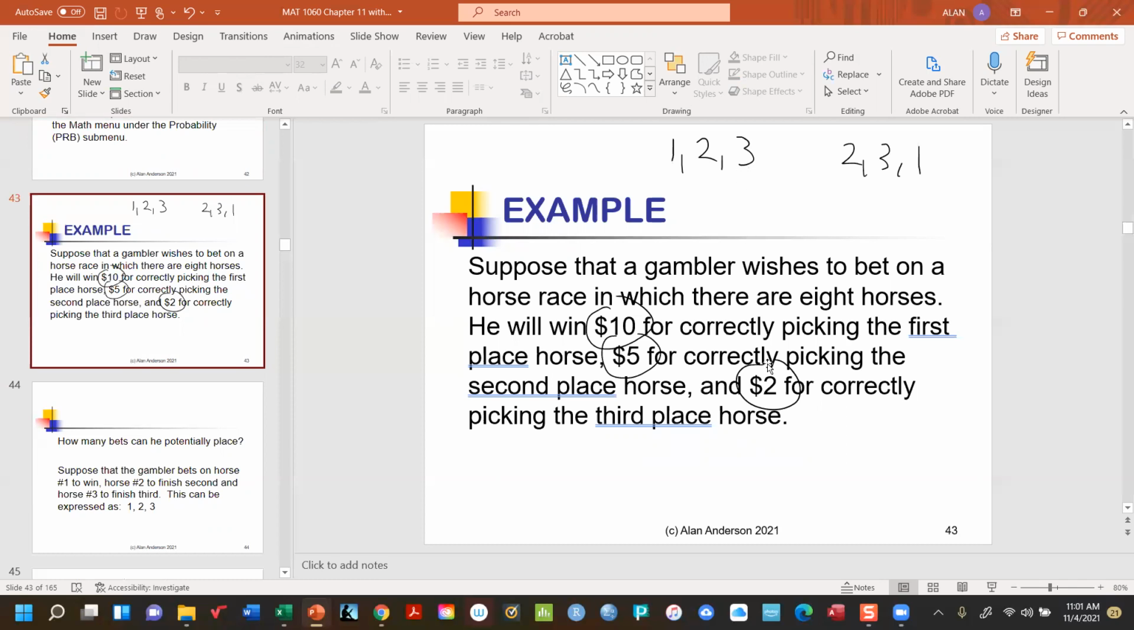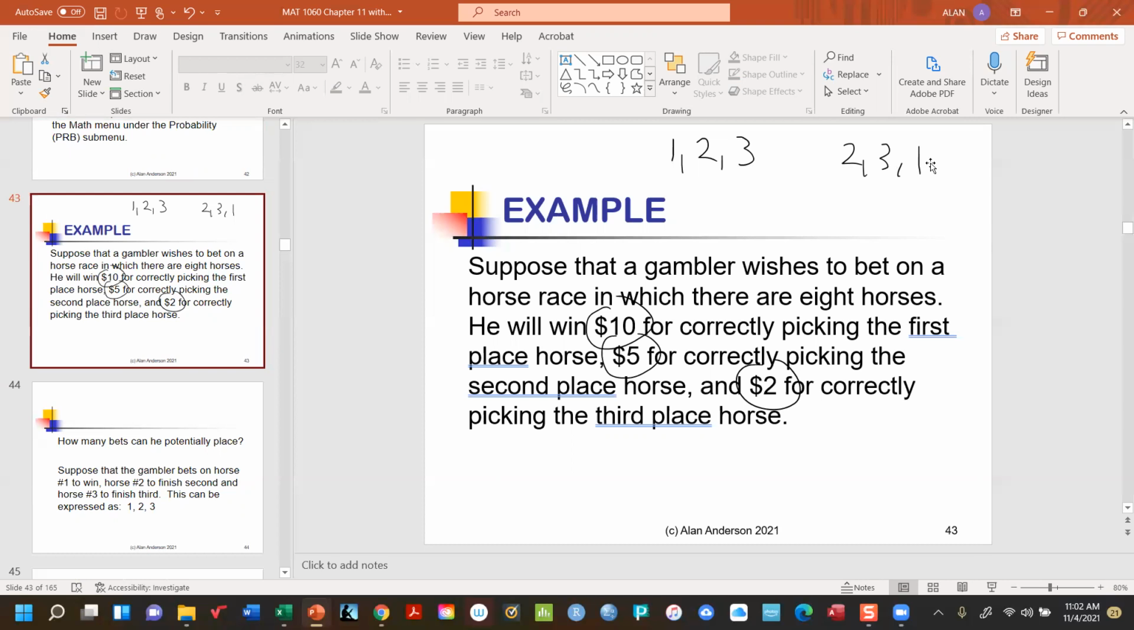Or you could equivalently, now here's the important detail though, if you bet this 1, 2, 3, this is what has to happen. You won't win if horse number 2 finishes first, for example. But 2, 3, 1 is a different bet, even though they're the same numbers, because in this case, you win if horse number 2 finishes first, horse number 3 is second, and horse number 3 is third.